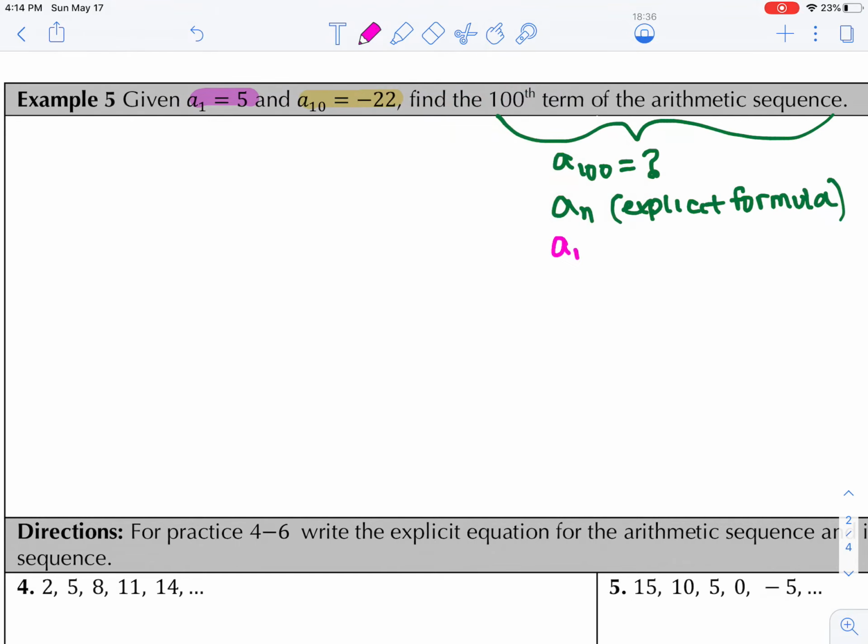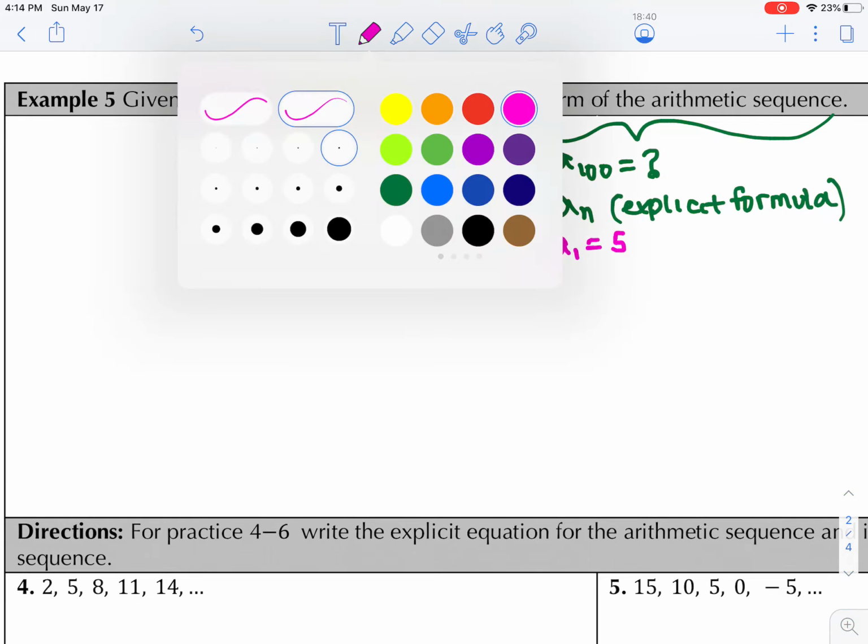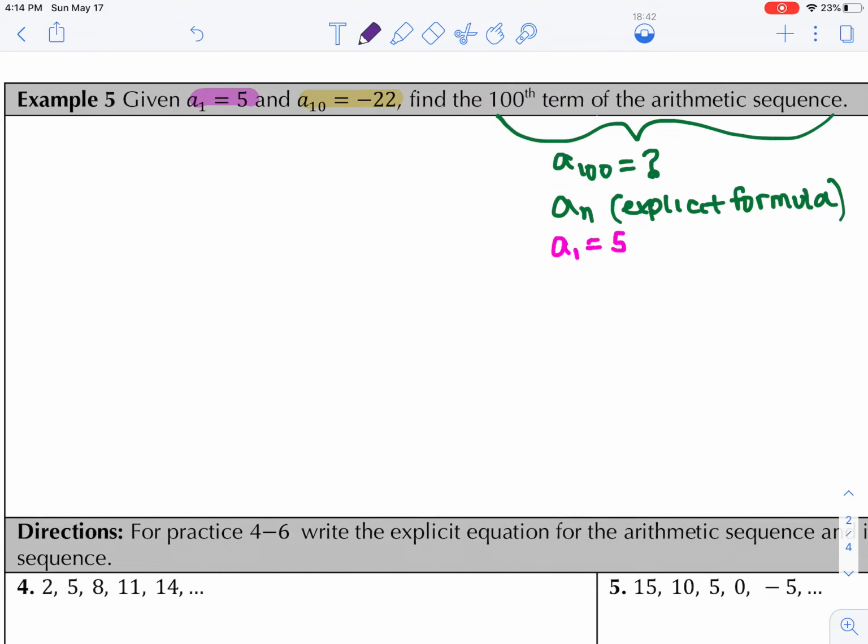a sub 1. Well, we were told that a sub 1 equals 5, so we've already found that. But we need to use the given information, it's going to be a bit of a puzzle, to find our common difference. Okay, so there's a little bit of groundwork that needs to be done before we can just go ahead and calculate a sub 100.